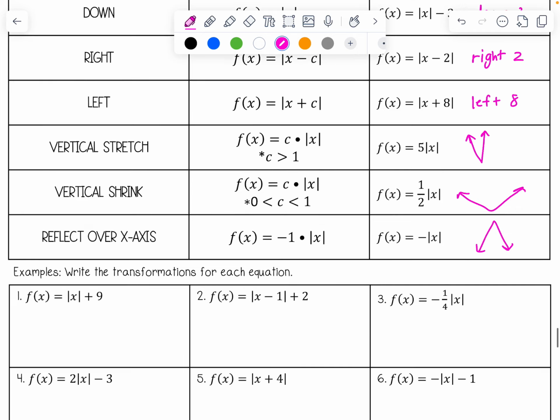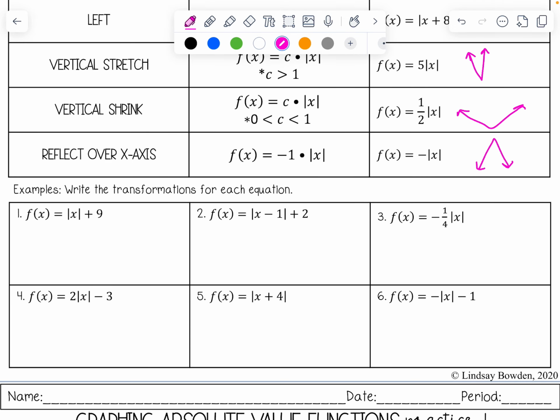So let's look at these examples. So number 1, how is this graph, the parent function, going to move? Well, if I add 9 on the outside of the absolute value expression, that's going to move it up 9. The second one, this part is moving it up 2. And then this part, the -1 inside of the absolute value expression, would move it right 1. If you want to pause the video and try the next one by yourselves, you can do that now.